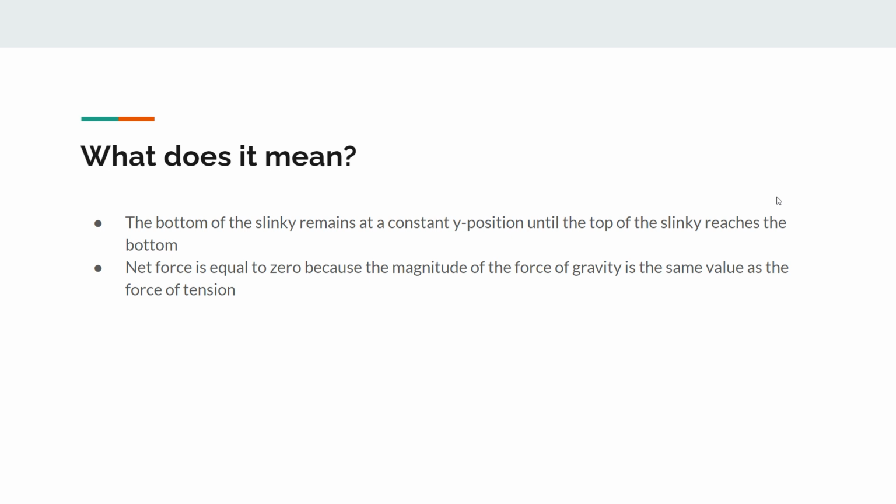For our what does it mean question, we can see that the bottom of the slinky remains at a constant y position until the top of the slinky reaches the bottom of the slinky. You can easily observe this by looking at the graph from the previous slide about the first 5.8 seconds. Also note that the constant position is because net force equals 0, since the magnitude of the force of gravity is equal to the magnitude of the force of tension as stated before.